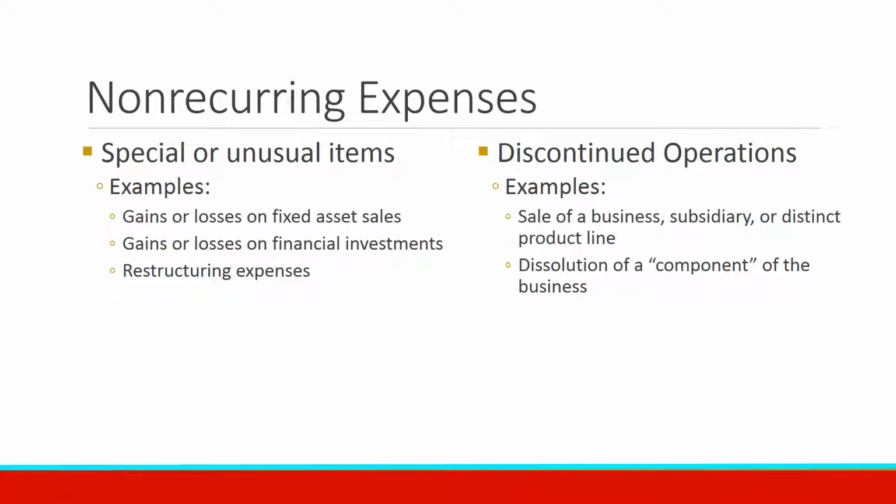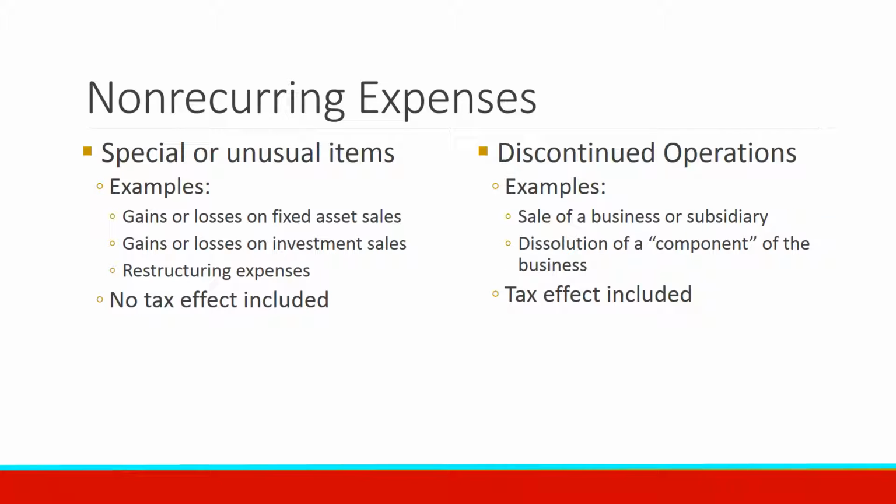Let's now look at the 2 ongoing types of non-recurring items: special or unusual and discontinued. Examples of special or unusual include gains or losses on fixed asset sales, gains or losses on financial investments, and restructuring expenses. For a discontinued operation, you would need to be selling a business, a subsidiary, or a very distinct product line, or you could be dissolving and getting rid of some kind of major component of the business.